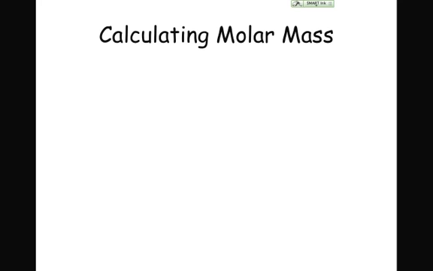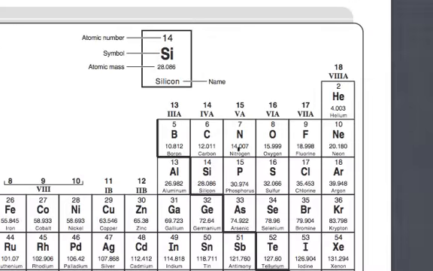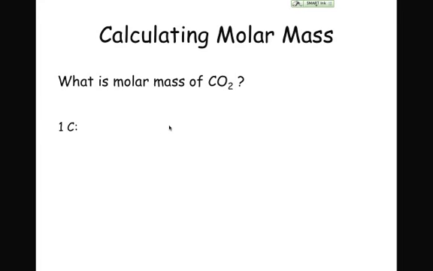So let's calculate the molar mass of some compounds. What is the molar mass of carbon dioxide, CO2? Well, here's what you do. You just add up the different elements. It's no more complicated than that. We have 1 carbon atom. Once again, if you go look at the periodic table and you look at carbon, the mass of carbon is 12.011. We have 1 of those because the formula has 1 carbon in it. So 1 times 12.011 equals 12.01 grams.